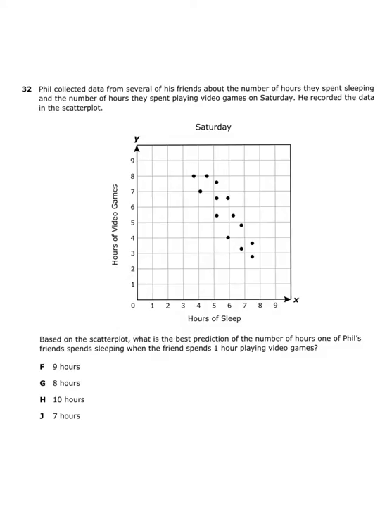32. Phil collected data from several of his friends about the number of hours they spent sleeping and the number of hours they spent playing video games on Saturday. He recorded the data in the scatter plot. Based on the scatter plot, what is the best prediction of the number of hours one of Phil's friends spends sleeping when the friend spends 1 hour playing video games? Okay, so first we start by drawing our trend line. And again, ask for a note card. And if we play video games for 1 hour, we follow that over to the trend line, make our mark, follow it down, and that's at 9. So the correct answer is 9.